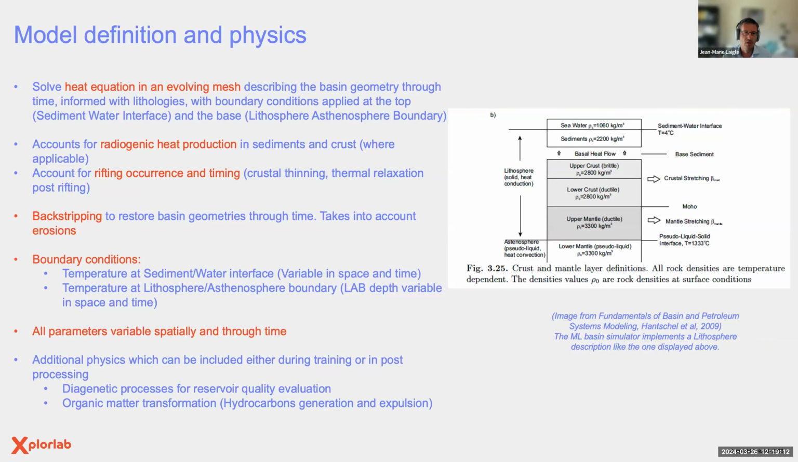The geometries are restored through time with the backstripping process, which takes into account erosion and computes maximum burial for a sedimentary column. So boundary conditions are typically a temperature at the sediment-water interface and at the base of the lithosphere-asthenosphere boundary. And all parameters that you can put in your model can vary spatially and through time. And it's possible to include additional physics if that's needed, such as diagenetic processes for reservoir quality evaluation, or of course, source rock maturity and organic matter transformation.